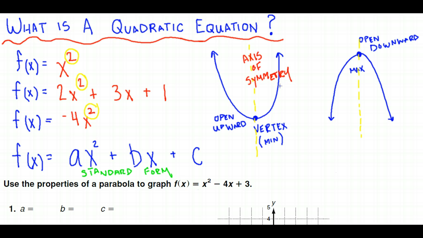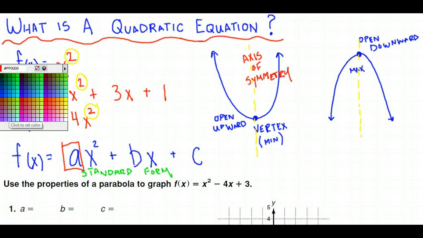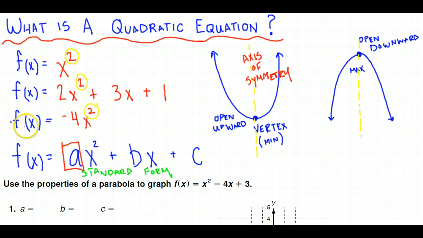Okay, so every parabola has a vertex, an axis of symmetry, and it either opens upward or downward. So a little bit about the upward or downward. If this a value right here, so this a value, if it is positive, that means that it opens upward. So if a is positive, that means it opens upward.